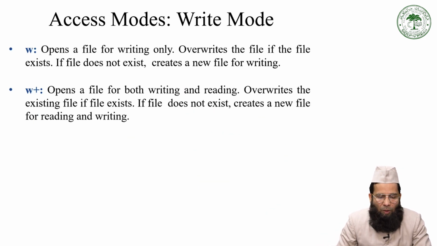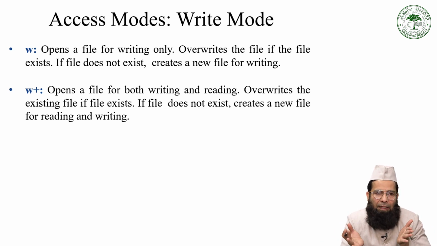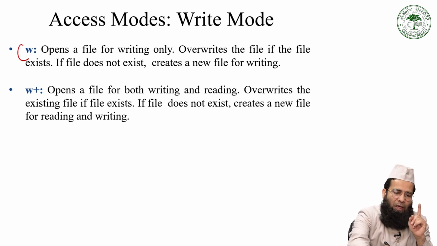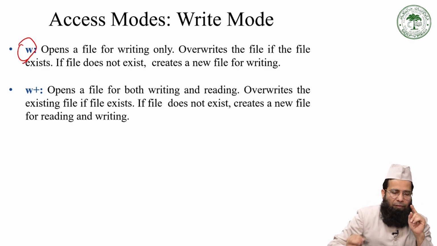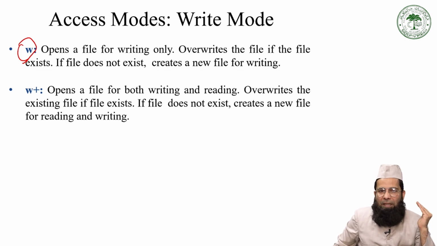Then there is another mode called W, or write mode. It opens a file for writing only. If the file is present, it overwrites the content, and if the file does not exist, it creates a new file for writing. So in case of write mode, if the file you are trying to open is present, then it overrides the content, and if the file is not present, it would create the file. This is not the case with read mode, which would not create the file but would give you an error.